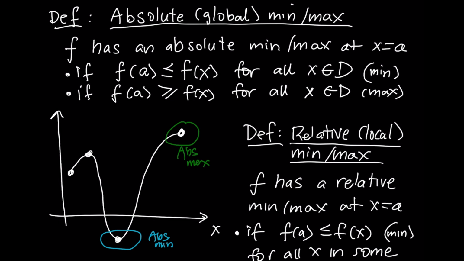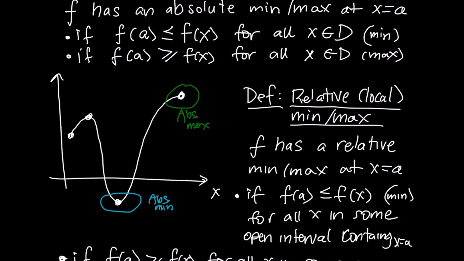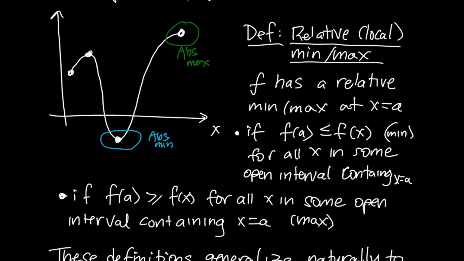And remember that the absolute maximum or minimum of a function could be in the interior of the domain, like it is in this blue point, or it could be at the endpoint of a domain, like it is on this green point. Now, there's also another type of maximum and minimum point, and this is called a relative or a local minimum or maximum.